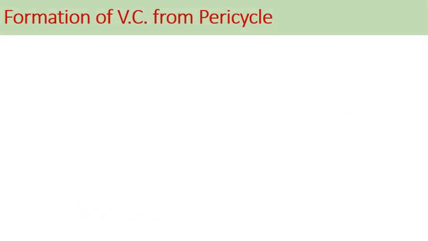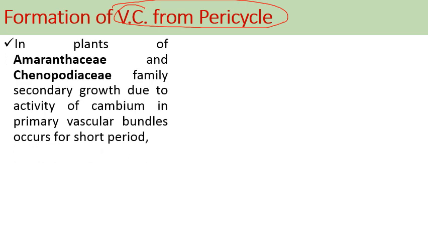Next reason for anomalous secondary growth is formation of vascular cambium from pericycle. So there are some plants, like members of family Amaranthaceae and Podophyllum, जिनमें जो primary cambium है उसकी activity stop हो जाती है थोड़े टाइम बाद, and some cells in the pericycle region become meristematic and they form the cambium. और वो जो cambium से growth होती है, secondary growth, that is anomalous or abnormal. So in plants of Amaranthaceae and Podophyllum family, secondary growth due to activity of cambium in primary vascular bundle occurs for short periods. So जो secondary growth है in plants में due to the cambium which is already present, it occurs for a short period. After that its activity gets stopped.